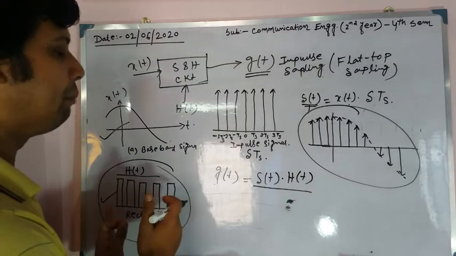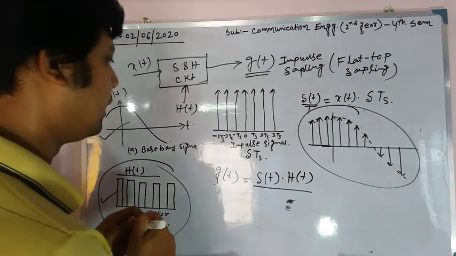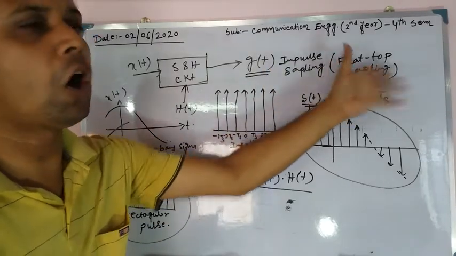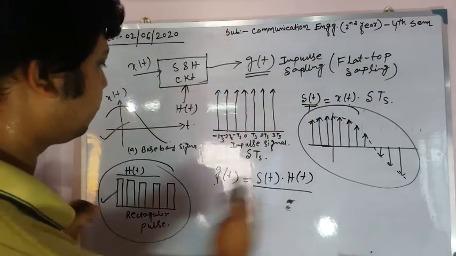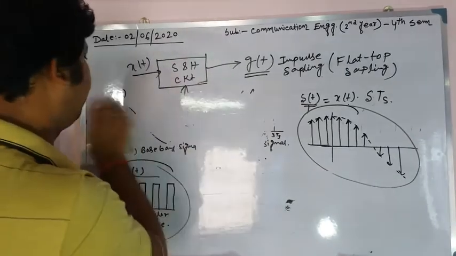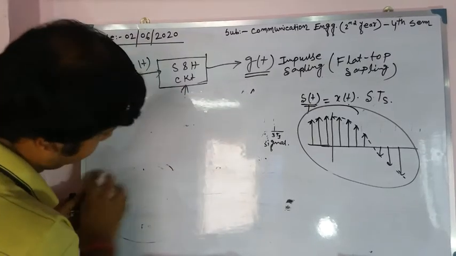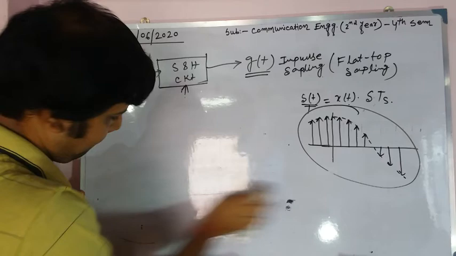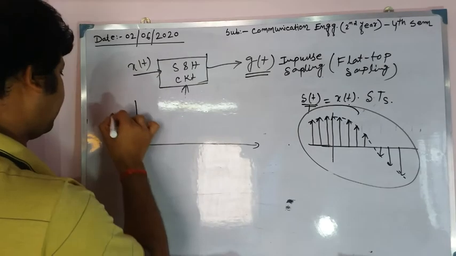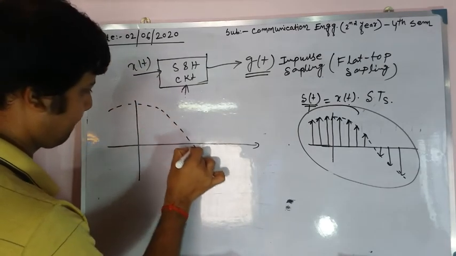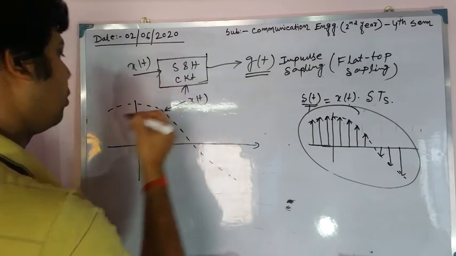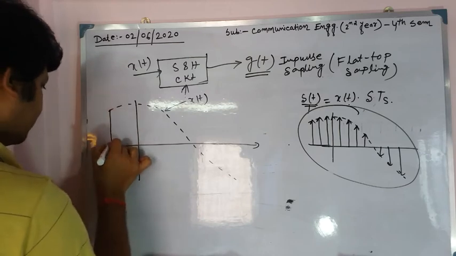So if we multiply by this signal and generate the impulse sampling or flat top sampling, this is the figure of flat top sampling. This is the x(t), and we get the flat top sampling.